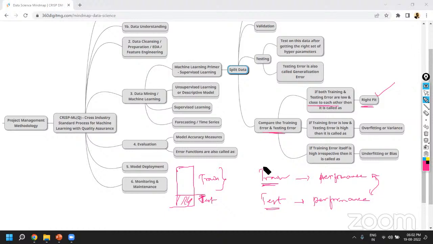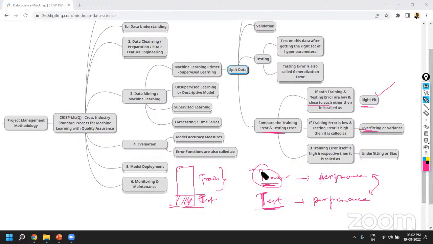But if the model works very well on the training data, but it fails miserably on test data, then we call it overfitting. That means it cannot generalize. On unknown data, it is not able to work properly. It's not a good sign, right? So we will not be able to use that, or we should not be using it.